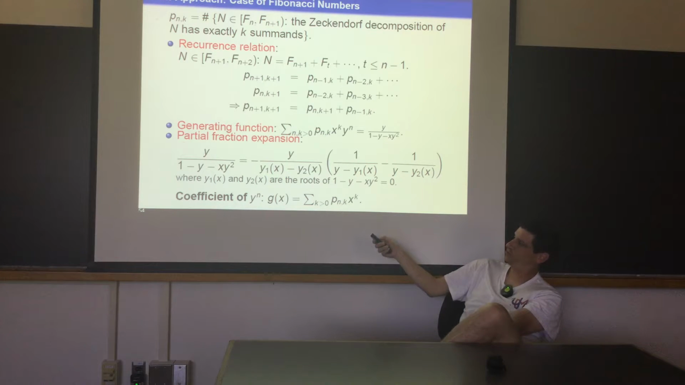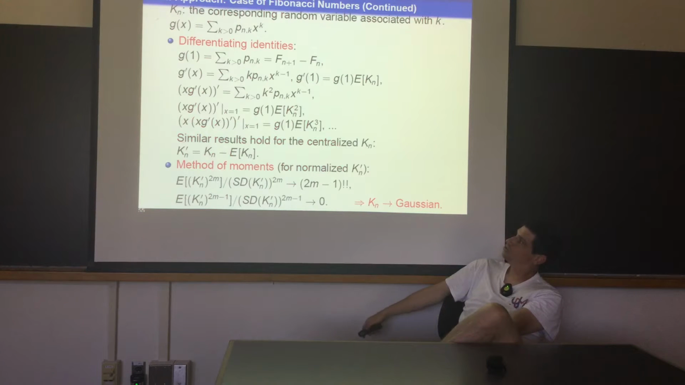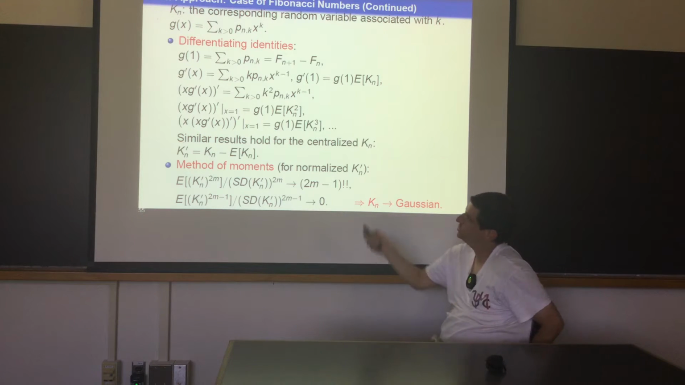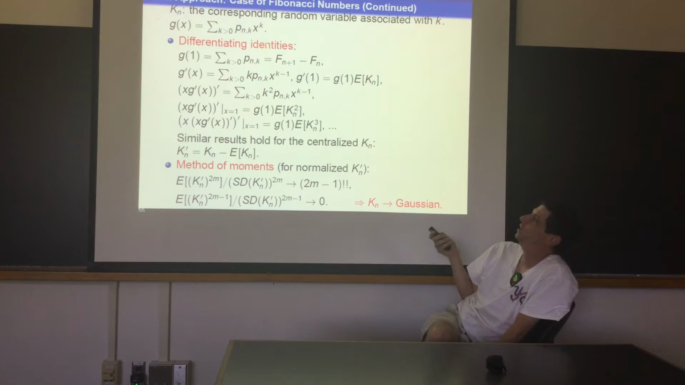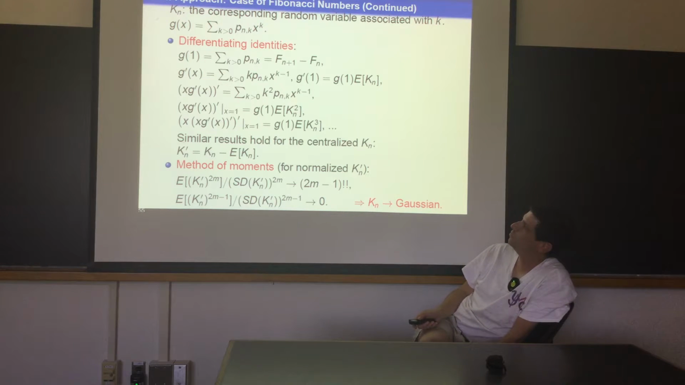And then you can do partial fractions. If y1 and y2 are the roots, you get the following, and the coefficient of y^n is going to just be related to what we want. So, we now just go through differentiating identities as we talked about, and we can calculate all the different moments, and we just show that things converge.